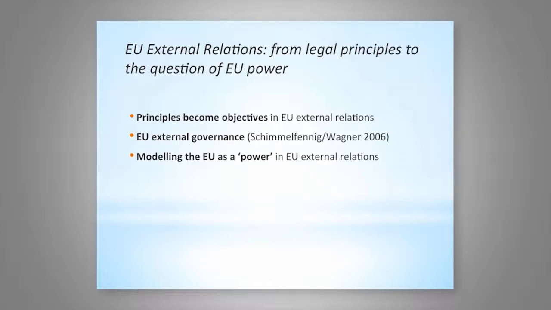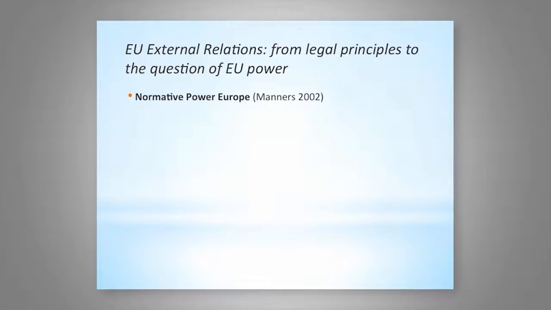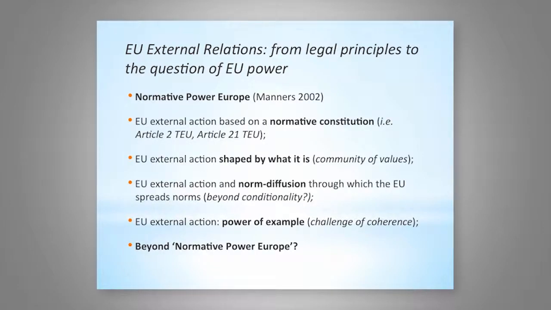The question then obviously arises how we can model the EU as a power in its external relations. Across a wide range of so-called power approaches, the one of Ian Manners, normative power Europe, sticks out. According to Normative Power Europe, EU external action is based on a normative constitution. For example, its very own primary law, while the EU's external action is more or less shaped by what it has itself identified as guiding norms and principles.